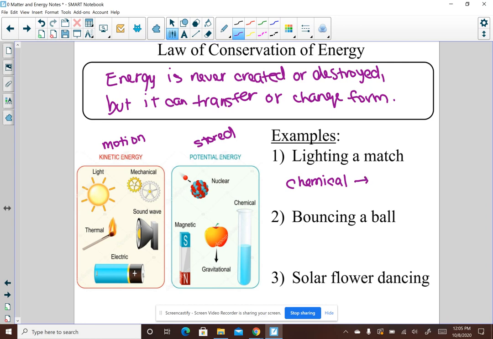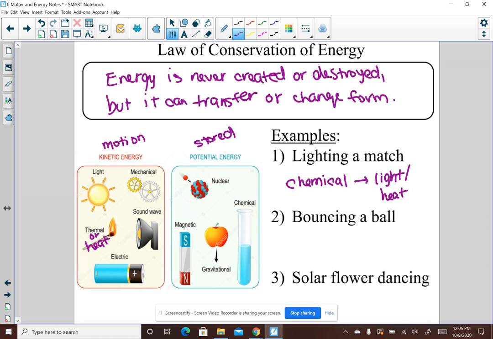And then once I light the match and it's burning, I want to think about what that chemical energy is turning into. So there's fire, right? There's light coming out of the match, and there's heat coming out of the match. Heat is another way of saying thermal energy, so I'll just write that over here. Okay, so the energy is not disappearing, it's just turning into a different type of energy. The total amount of energy is always the same.